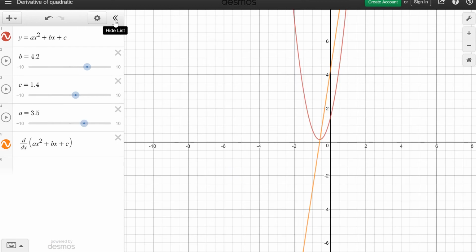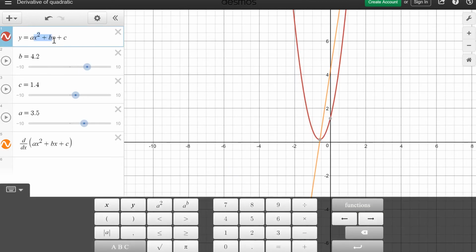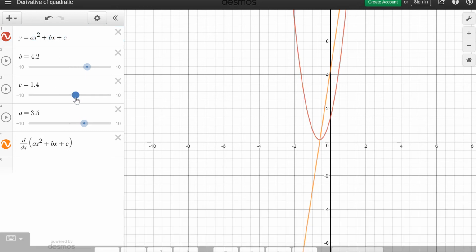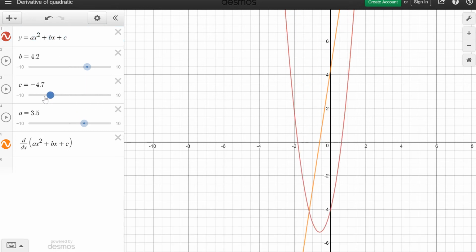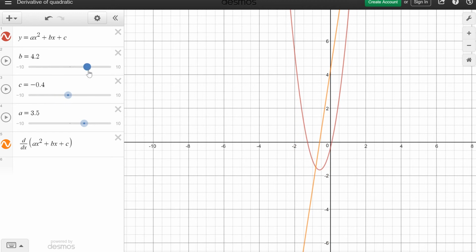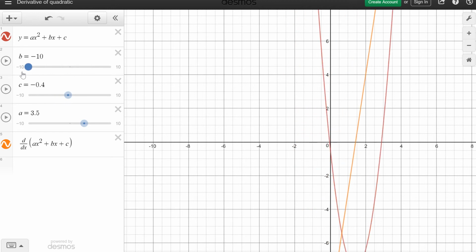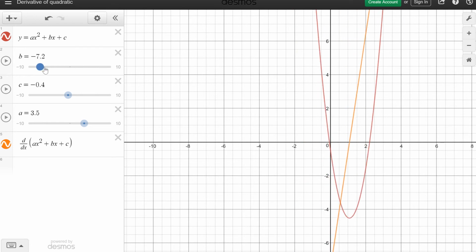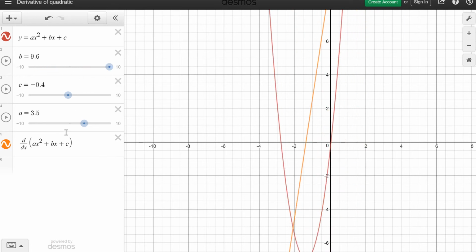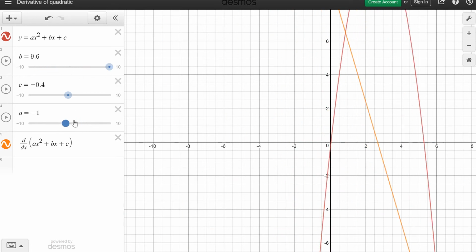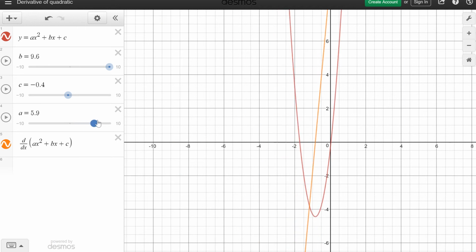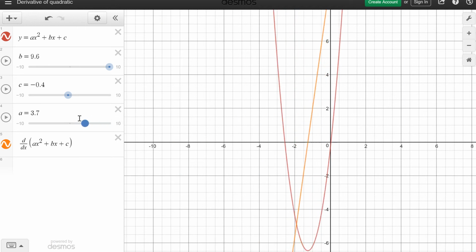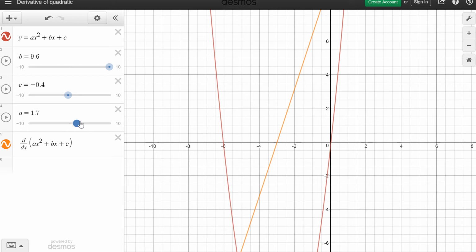Let's look at a quadratic. So with a quadratic, we've got ax squared plus bx plus c. And unsurprisingly, as I change c, my quadratic graph moves up and down. And as I change b, it moves it because that's affecting its intercept, so it's moving it from left to right. And then as I change a, that's affecting the slimness or the thickness of my parabola.